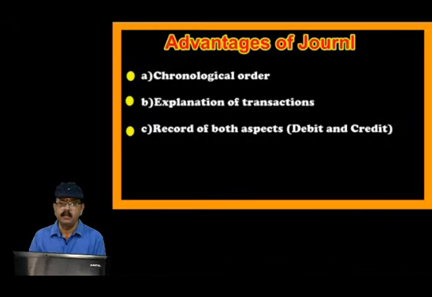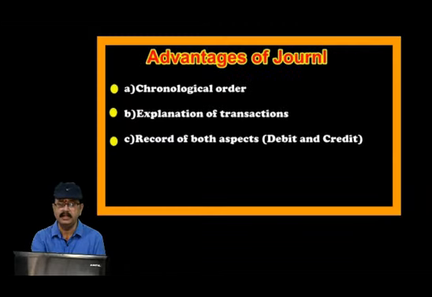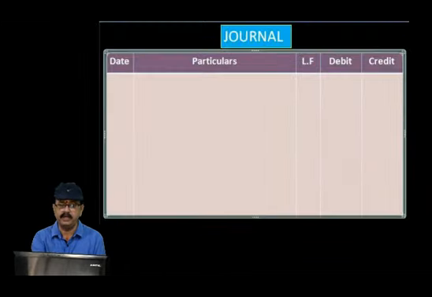Advantages of journal. Point A, chronological order. Point B, explanation of transaction. Point C, record of both aspects, that is, debit aspect and credit aspect. Here you can see the format of the journal on the screen. There are 1, 2, 3, 4, 5 columns. The first column is date, the second column is particulars, the third column is LF, the fourth column is debit, and the fifth column is credit. So this is the format of the journal.